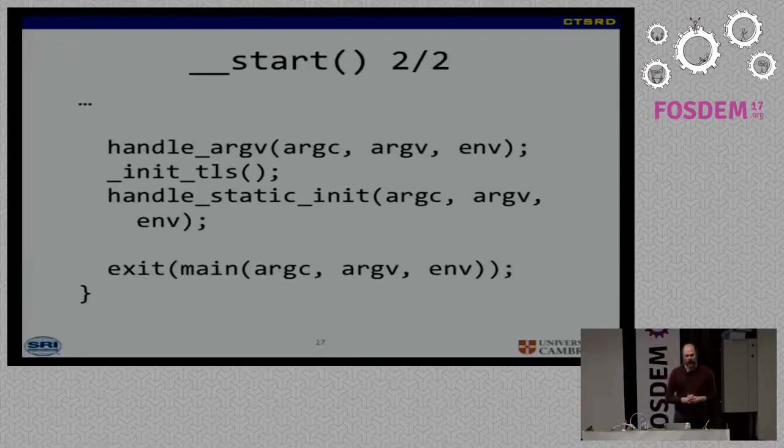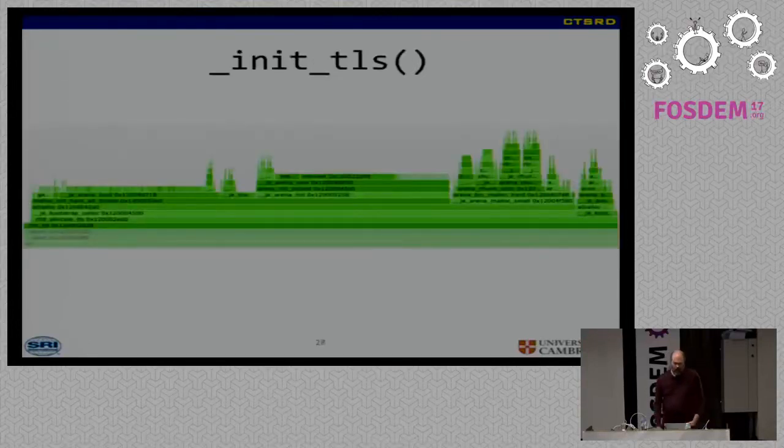Next up, init TLS. This is actually why this program is so big. So init TLS sets up thread local storage. Thread local storage is much like global variables, except that they're per thread. You might think it's a simple hello world. Why do I have thread local variables?